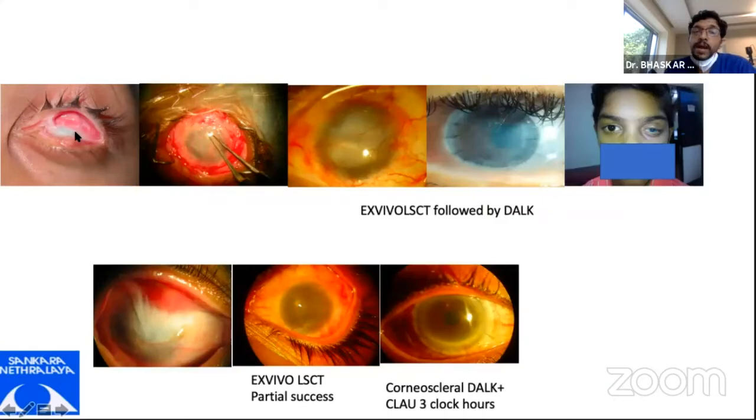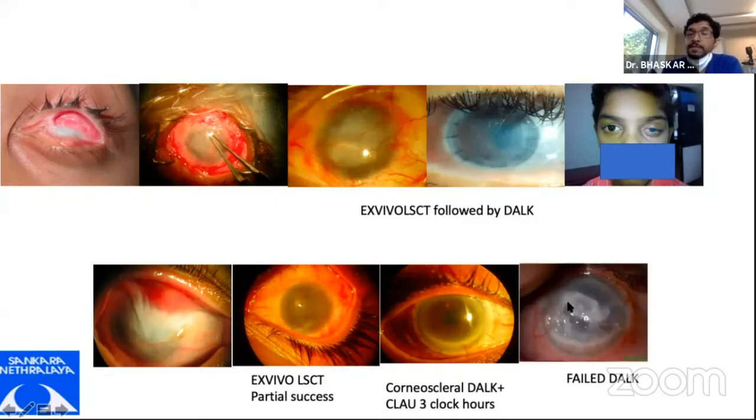Again, another child who had a severe chemical injury with ankyloblepharon, multiple surgical reconstructions, ex vivo alloSLET followed by DALK, maintaining some amount of vision in that eye. Another patient similarly who had a partial success with an ex vivo limbal stem cell transplant, then underwent a large corneoscleral graft along with conjunctival limbal autograft of 3 clock hours. He maintained useful vision for about 4 years, and then he developed a failed LK because of a stromal rejection.